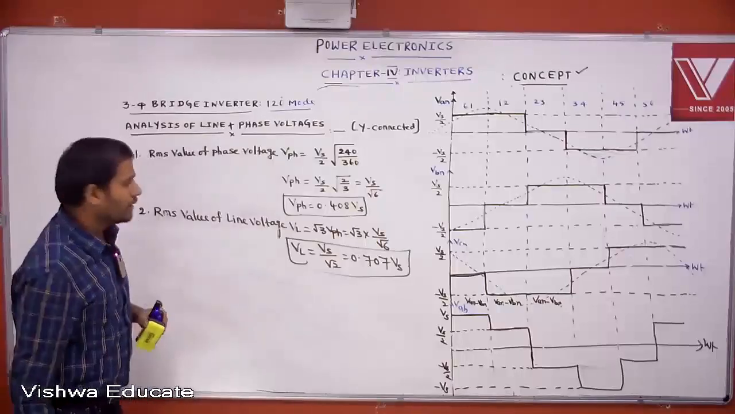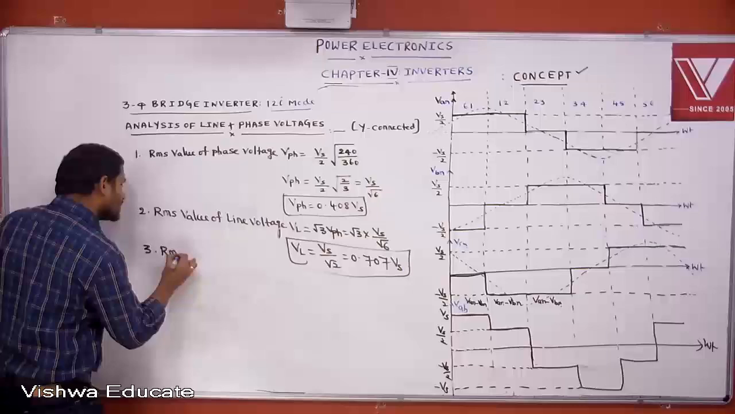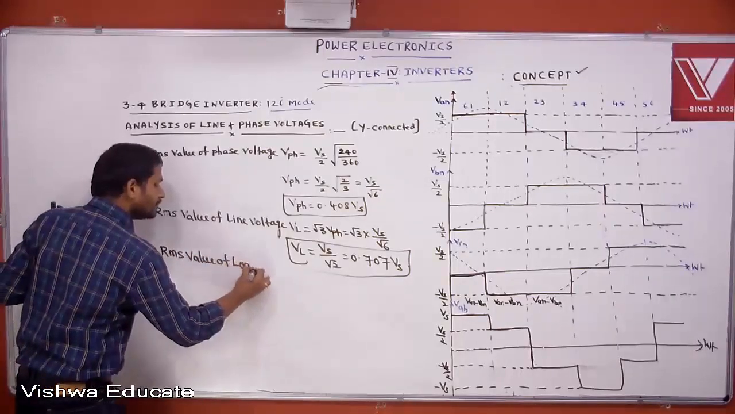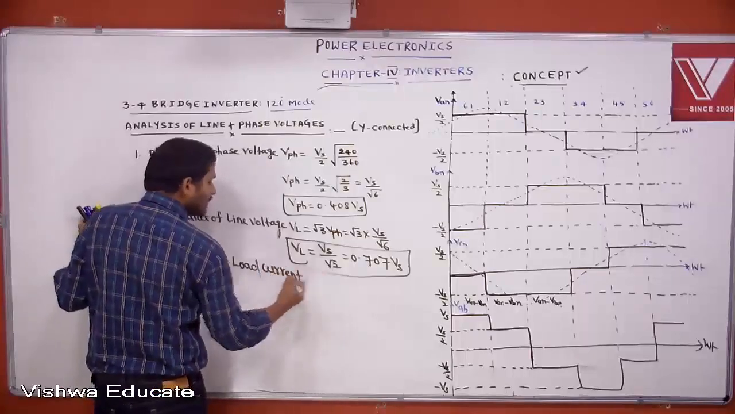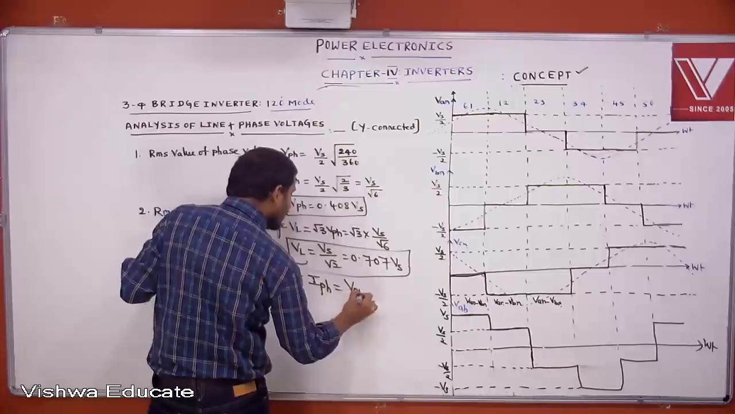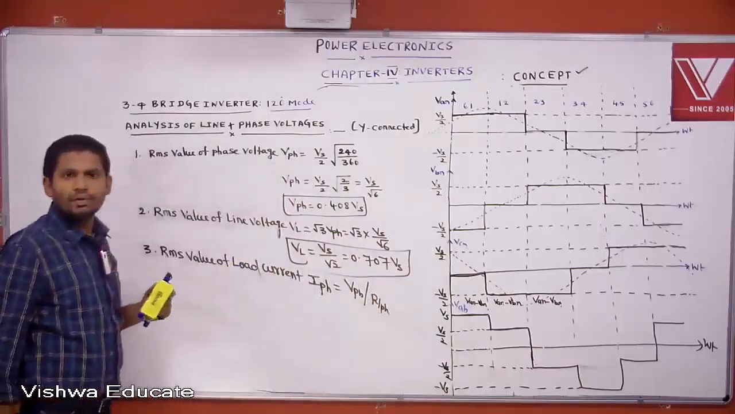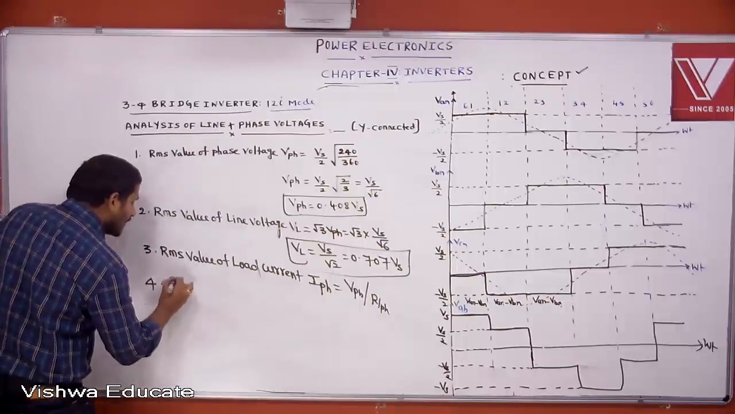Okay. Tell me, what is the RMS value of load current? That equal to phase current. I phase equal to V phase by R per phase. Clear? Tell me, average value of each switch current.